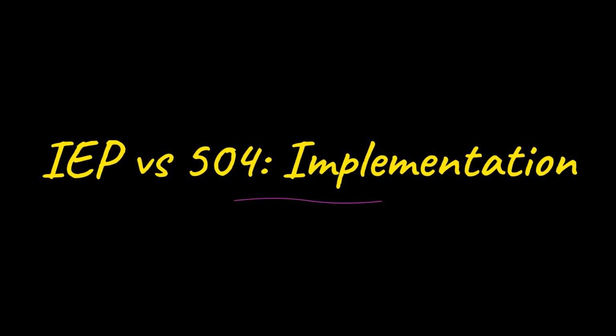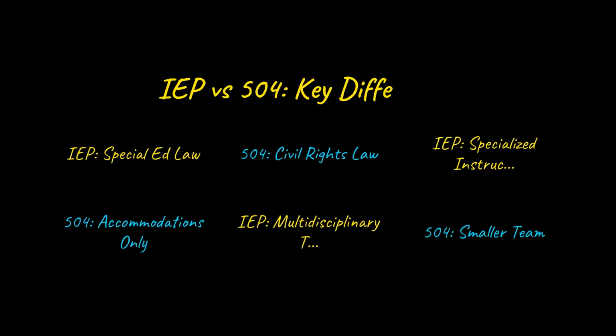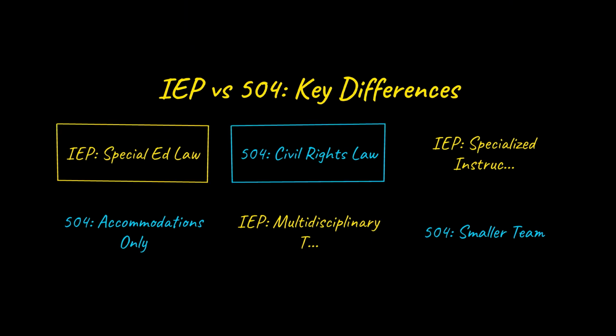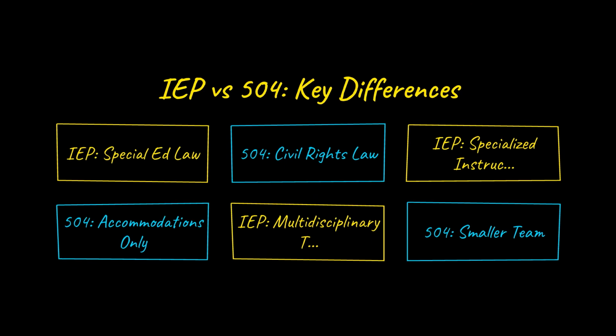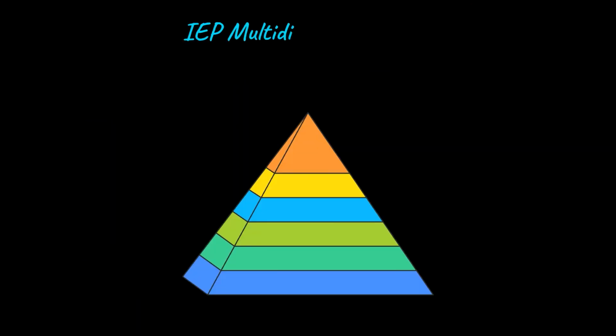Both IEPs and 504 plans support students with disabilities, but they are implemented very differently because they serve fundamentally different purposes under different federal laws. An IEP delivers specialized instruction under special education law through a large multidisciplinary team, while a 504 plan delivers accommodations that ensure equal access under civil rights law, typically through a smaller team led by the general education teacher.